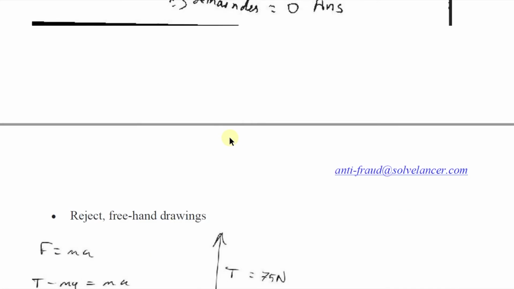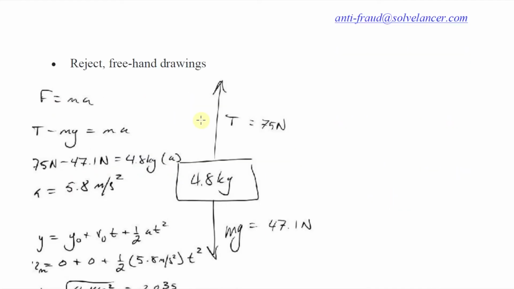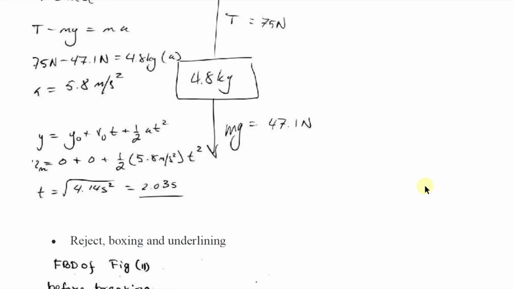If you'll go to the next, which is reject freehand drawing. This I have already explained. This is a freehand drawing and because of this, it should be rejected. But an appropriate reason for rejection is a must.